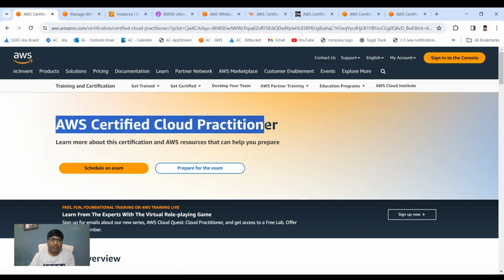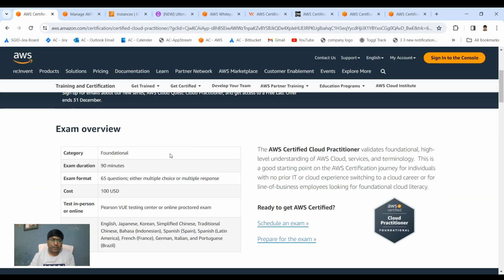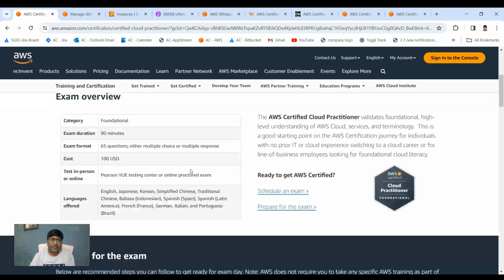The AWS Certified Cloud Practitioner is a foundational level exam. It has a 90 minute duration and 65 multiple choice questions, and it will cost about 100 USD.